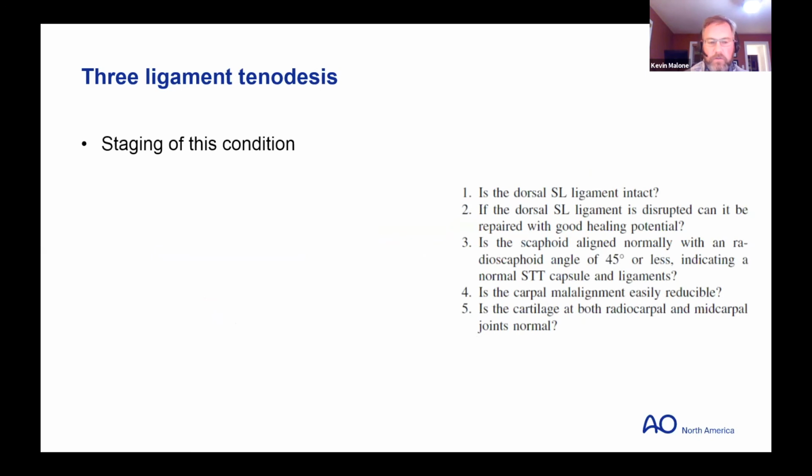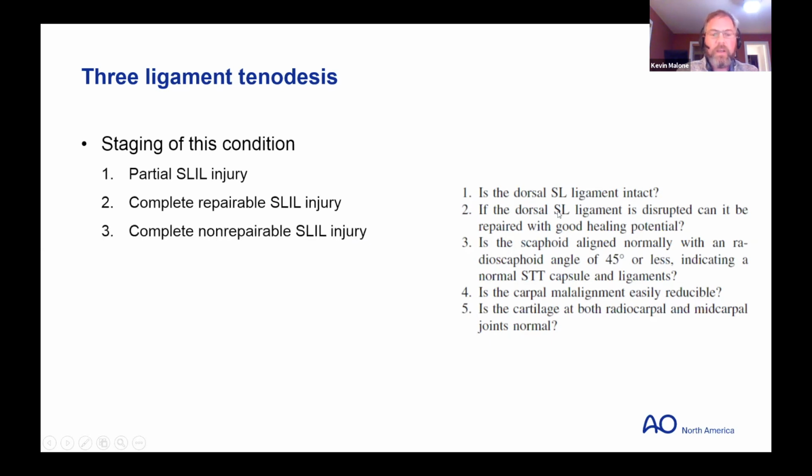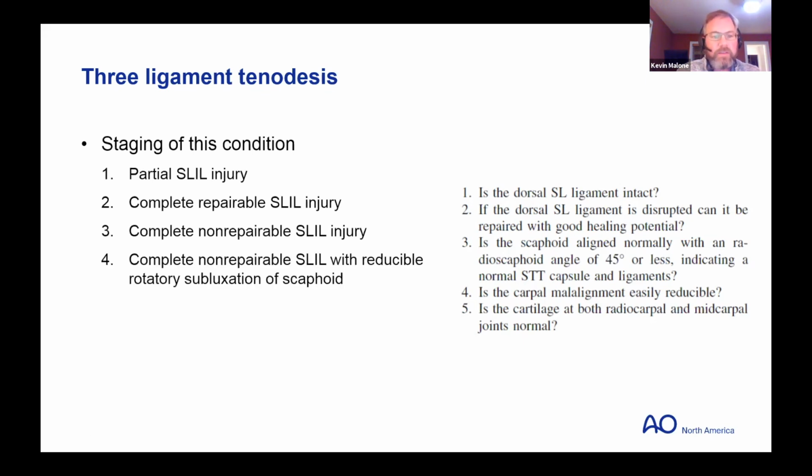This is very similar to a slide that Dr. Ree showed prior to this presentation. And by answering all of these questions, which are yes or no questions, you can grade or stage the condition as a partial scapholunate ligament injury, a complete but repairable injury. So that's oftentimes within 6 weeks of injury, as Dr. Grossman suggested. A complete but non-repairable scapholunate ligament injury. So perhaps more like the case that Dr. Ree presented just before I began this talk. A complete non-repairable with static deformity, but is reducible. So you're still getting at this relatively early.